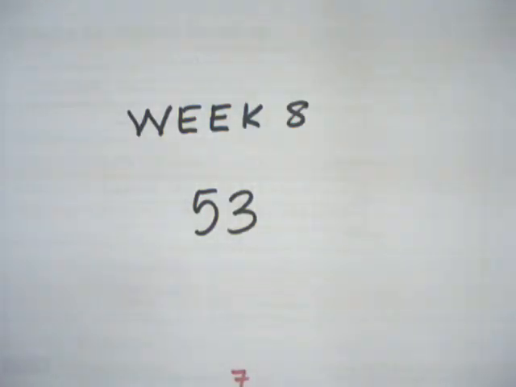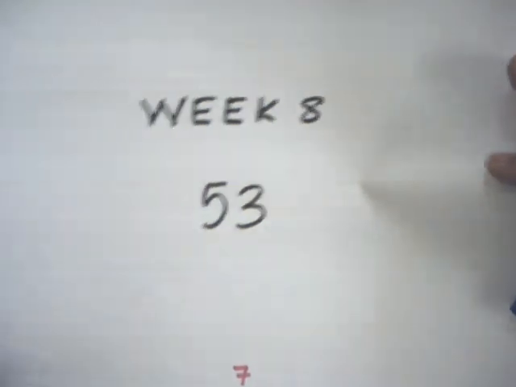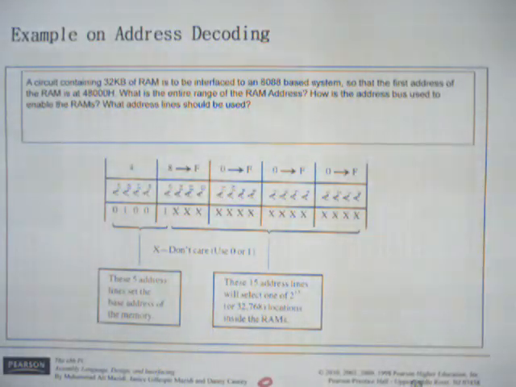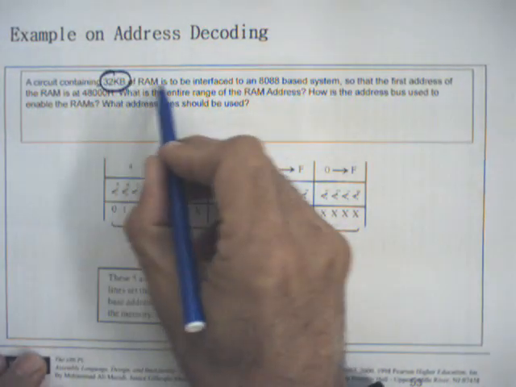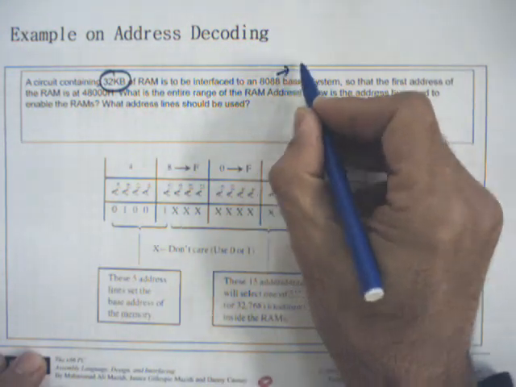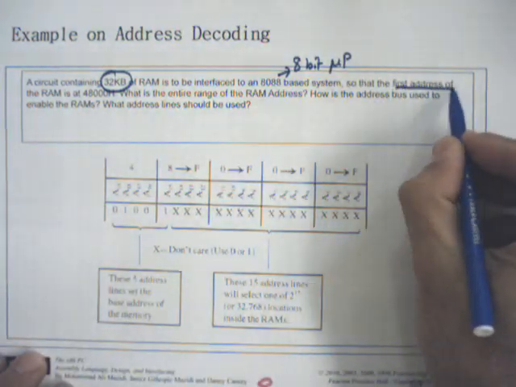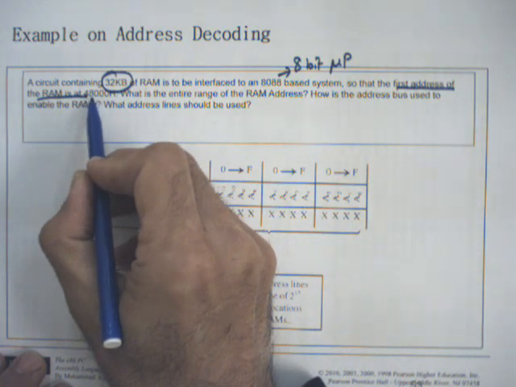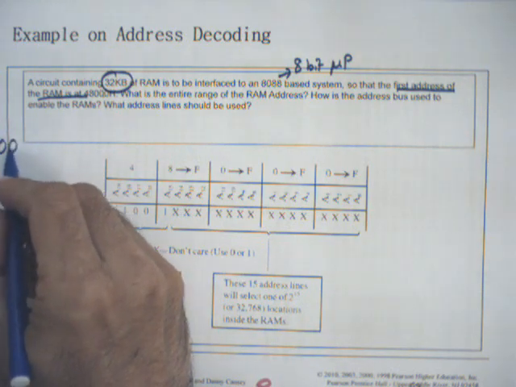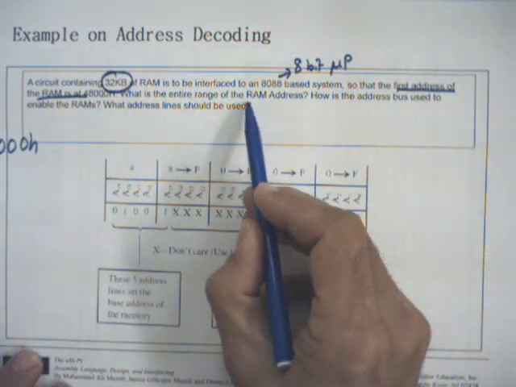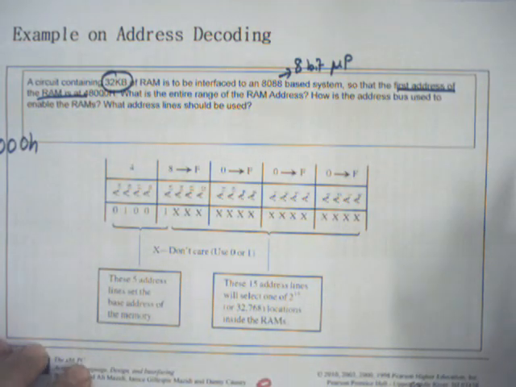So let's come to the next difficult point. Week number 8, slide number 53. This is an example of address decoding. It says a circuit containing 32 kilobytes of RAM is to be interfaced with an 8-bit microprocessor, which is the 8088, so that the first address of the RAM is 48000 hex. Okay, starting address is 4800 hex. What's the entire range of RAM addresses? How is the address bus used to enable the RAMs? What address lines should be used?